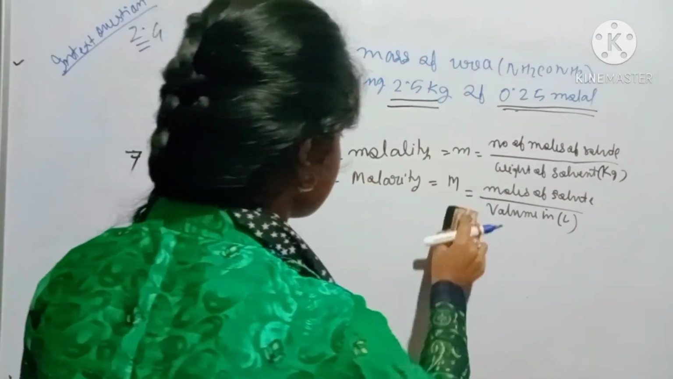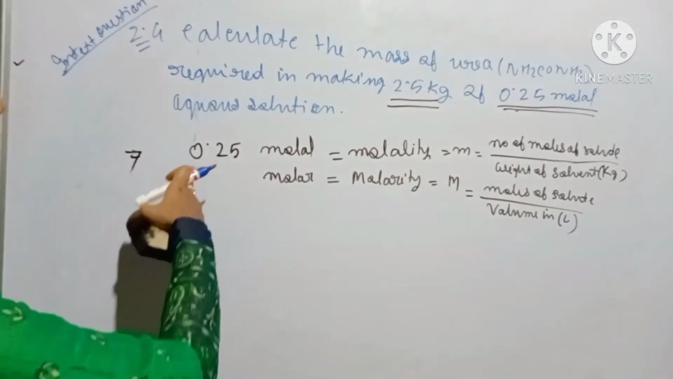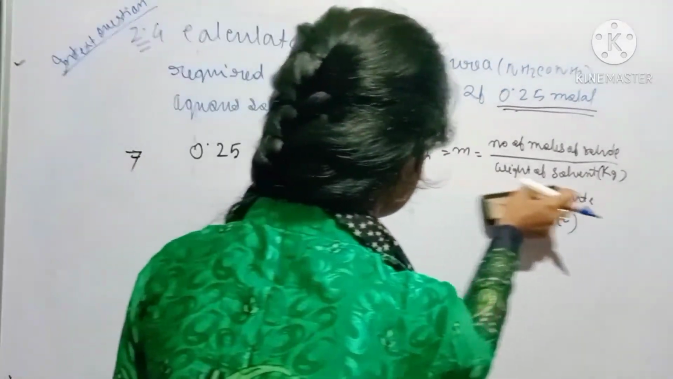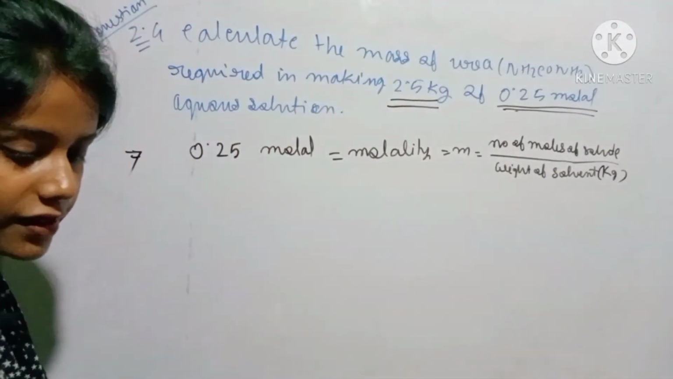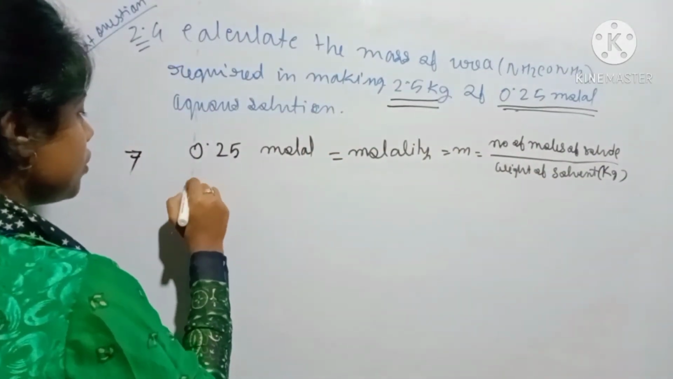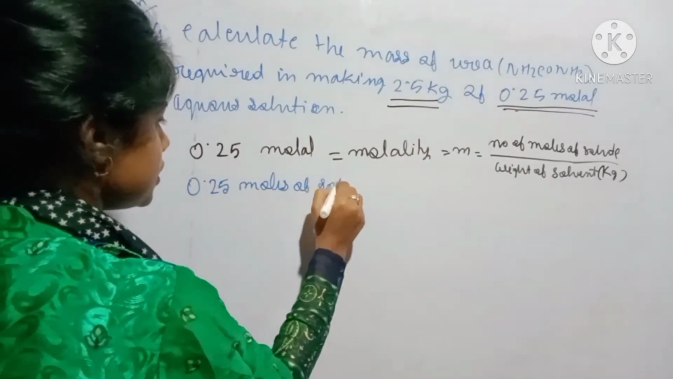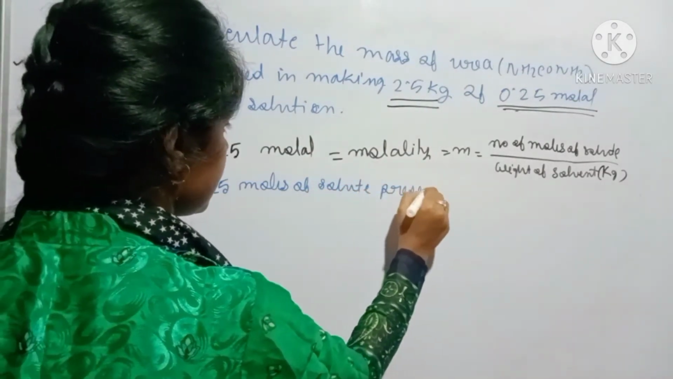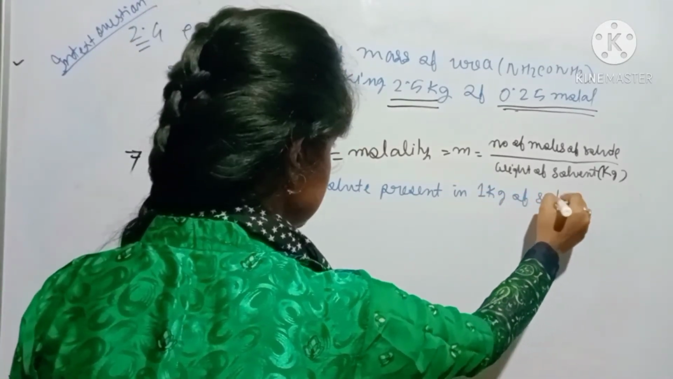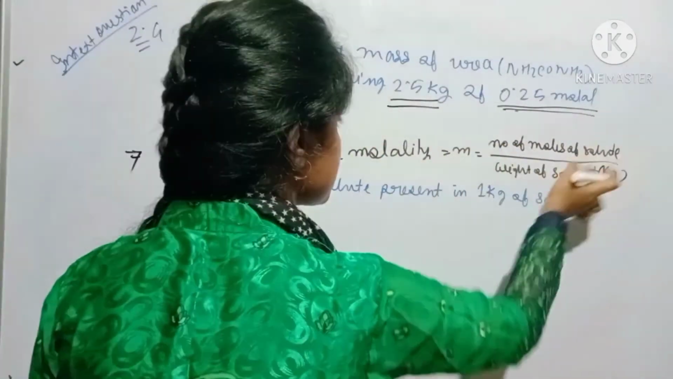This type of question is regularly asked in your examination, so I tell you about this. So from 0.25 molal, what do we know? From this we know that it is the number of moles divided by the weight of solvent in kg. That means 0.25 moles of solute are present in 1 kg of solvent. This is 0.25 molal, that means the number of moles of solute divided by the weight of solvent.